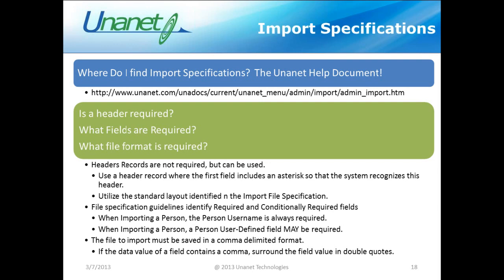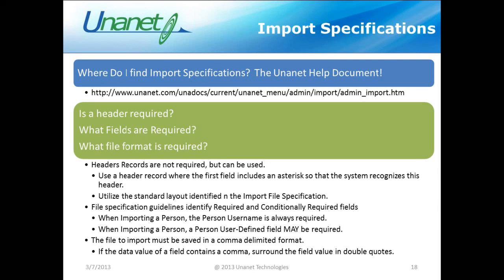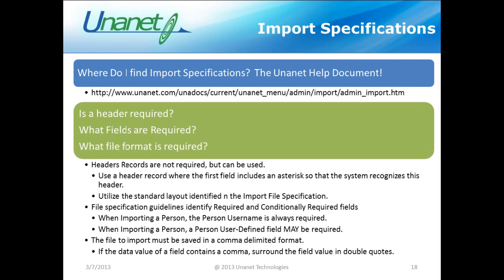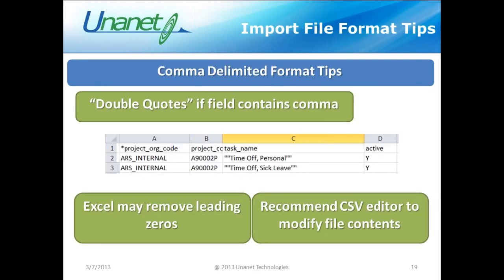And the last item to note is that our file formats for importing are always a comma separated file or a comma delimited file format. You will always need to ensure that your data does come available in a comma separated file format in order for us to import it into Unanet. Now that in and of itself occasionally does create a little bit of an issue when pulling data from another system. So if you're working with a comma delimited format, a couple of tips here.